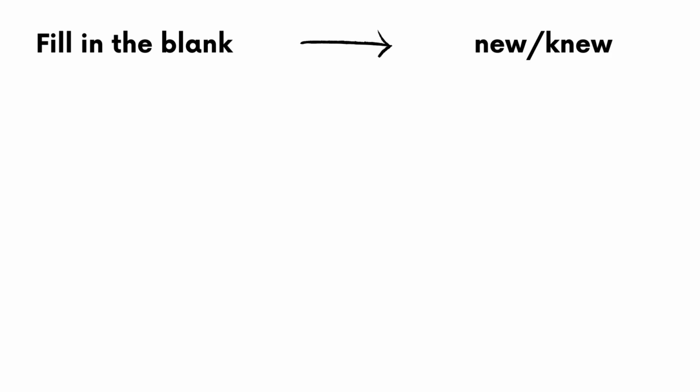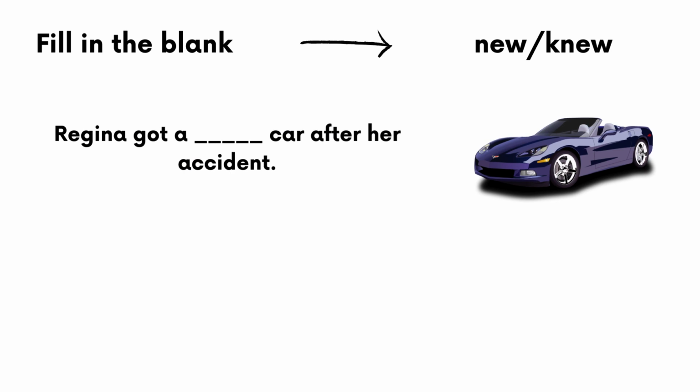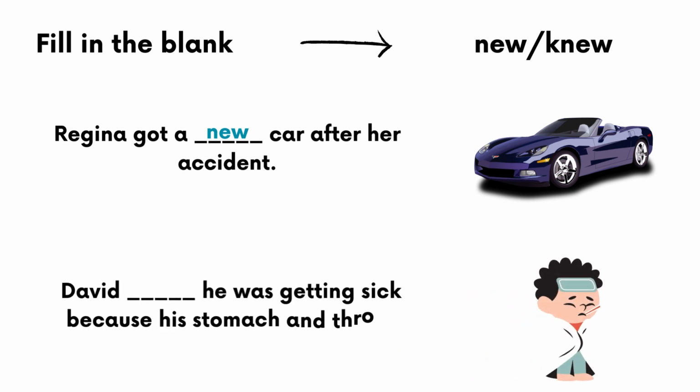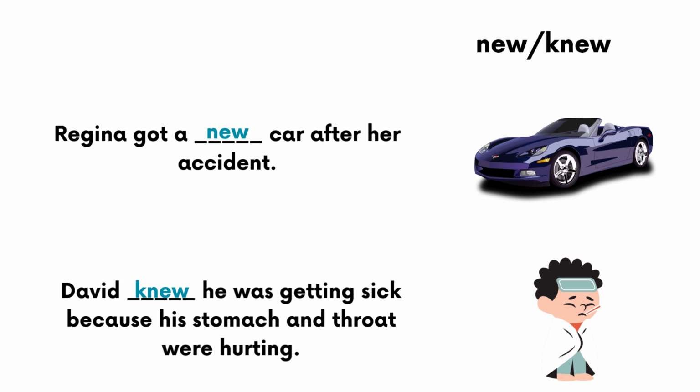Let's try the pair of words new and knew. Regina got a new car after her accident. For this example, we would use the spelling N-E-W, like something brand new and not old. David knew he was getting sick because his stomach and throat were hurting. We would use K-N-E-W, like you know something or the word that comes from knowledge.